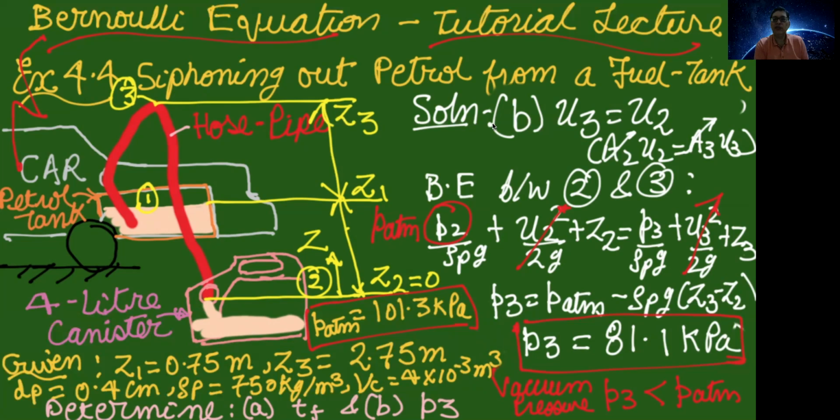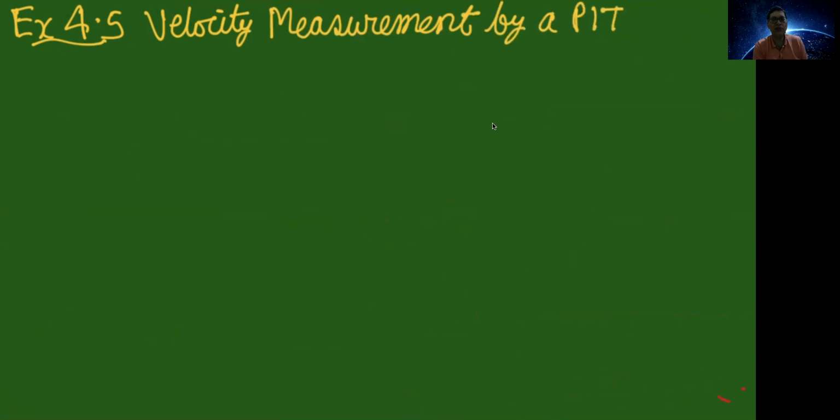So this completes this problem. Now let us go to the next problem. The next problem corresponds to velocity measurement by a pitot tube. Basically, the pitot tube is a tube which is used to measure the velocity by placing this in an internal flow situation. So let me show you.